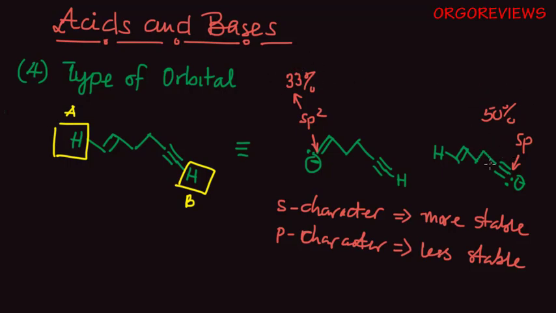So we expect that the triple bond is going to have more S character. It's going to have more S character than the P character. And therefore we expect the negative charge of the triple bond to be more stable than the negative charge on the double bonded carbon. And therefore we anticipate that the hydrogen number B is going to be more acidic than the hydrogen number A.